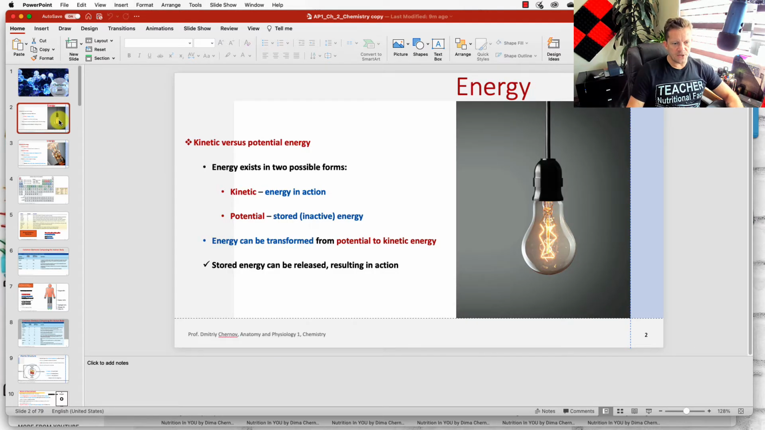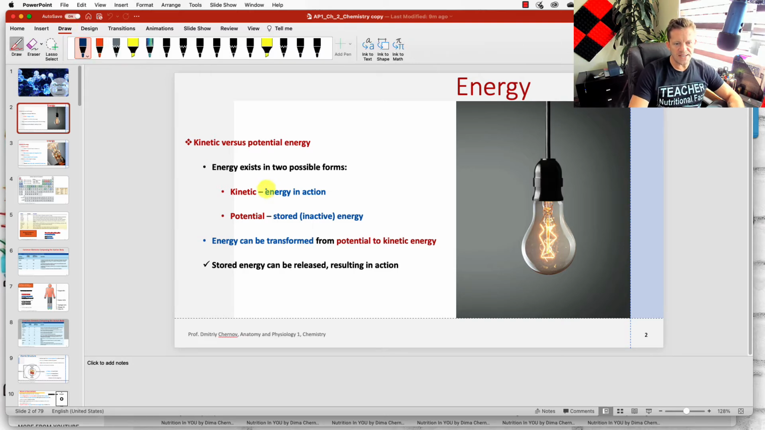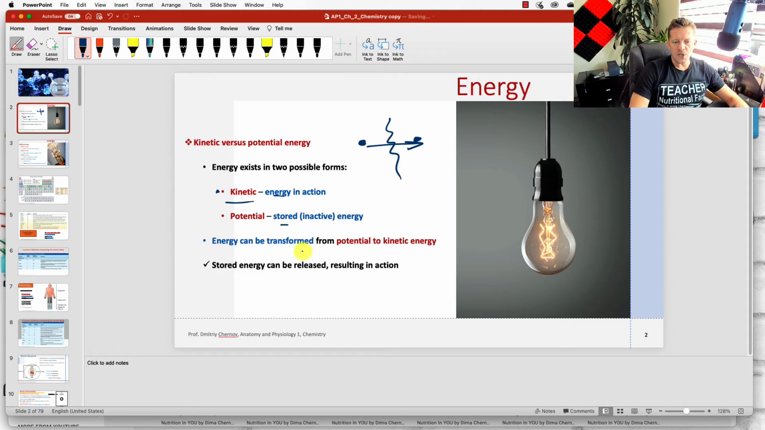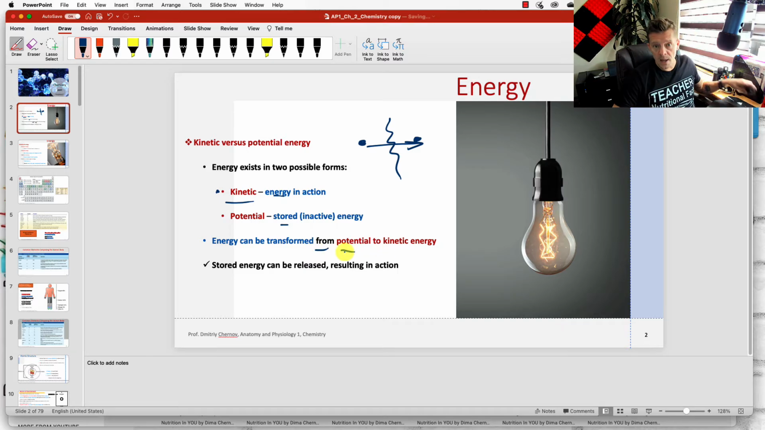We have different types of energy, right? So there's a kinetic energy and there is a potential energy. So the kinetic energy is energy in action when the molecules are moving, let's say, and the potential energy is a stored energy. So this right now has a potential energy, right? This energy doesn't really go anywhere, but if I let this go or I drop it, now it has a kinetic energy, right? So potential and kinetic energy. So energy can be transformed from potential energy to kinetic energy.